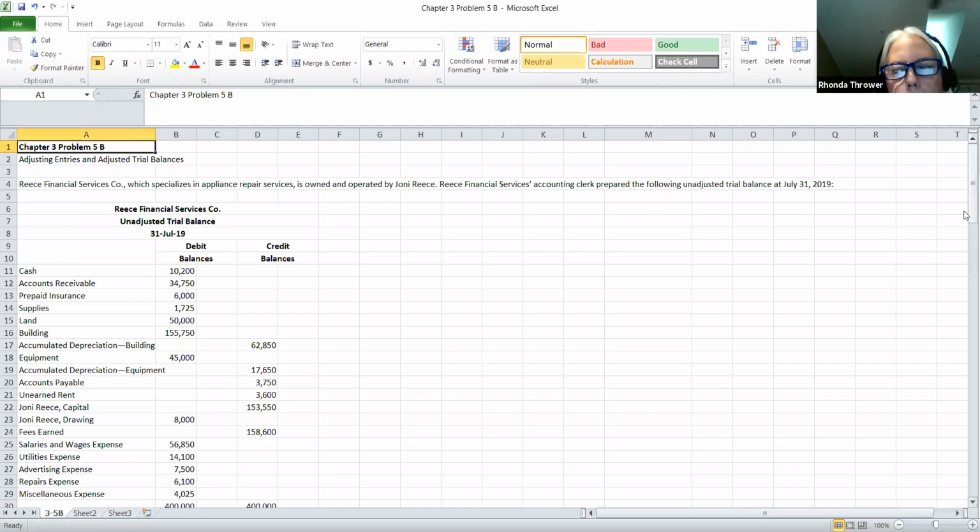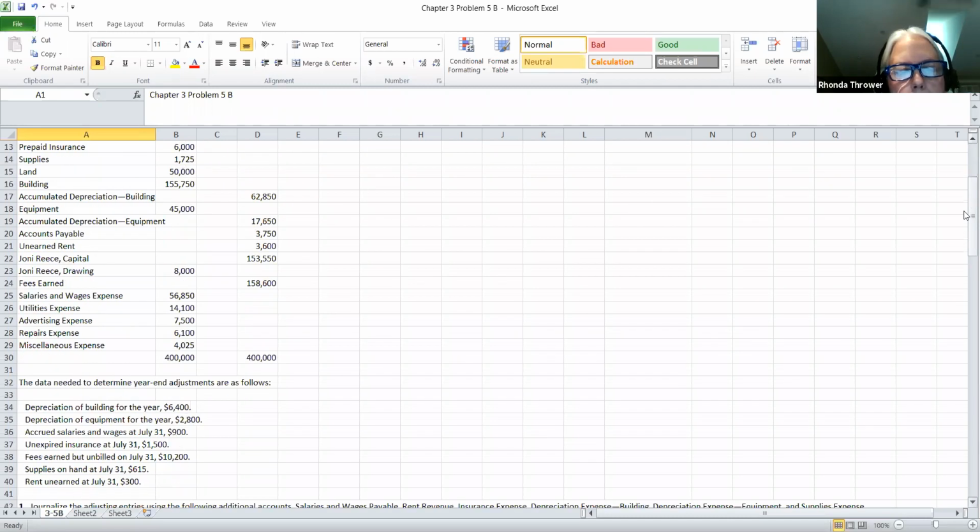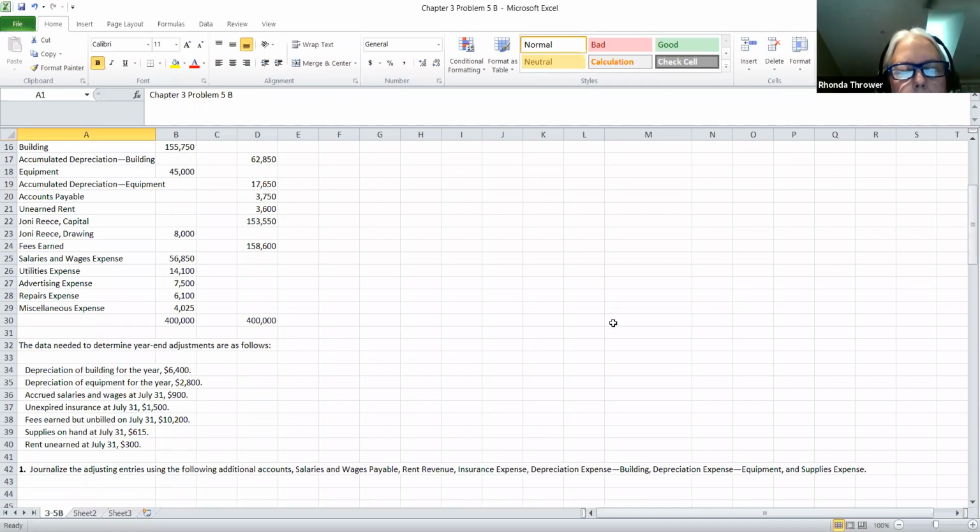And so what we're going to be doing today is looking at adjusting entries and preparing them. And like we've done in past videos, I'm going to start by putting the adjusting entries in T accounts, and then we're going to copy from the T accounts into the journal. Remember, your T accounts are just tools that will help you to analyze transactions.